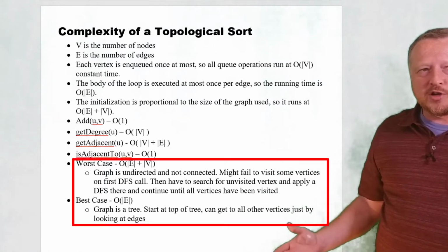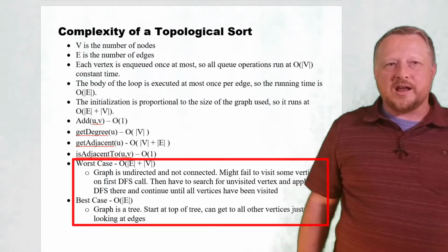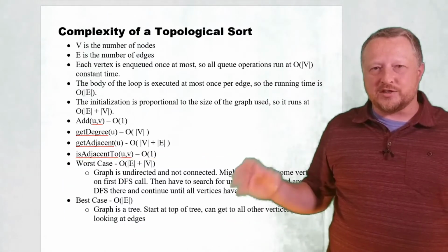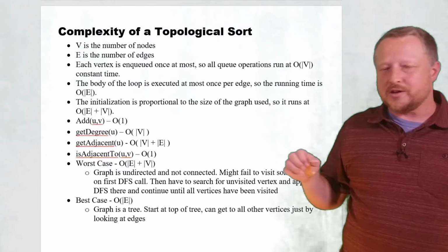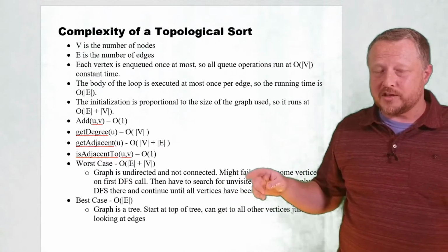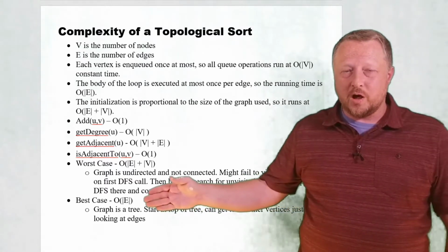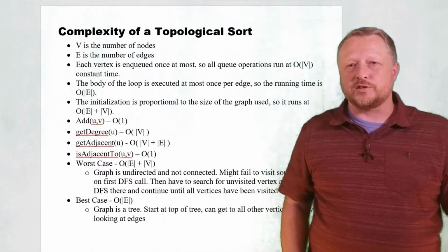And I'm going to first go with the best case. Now, in the best case, the graph is a tree. The whole darn thing is connected. We start at the top of the tree and we get to all of the other vertices. Now, here's the thing though. It's O of all the edges.